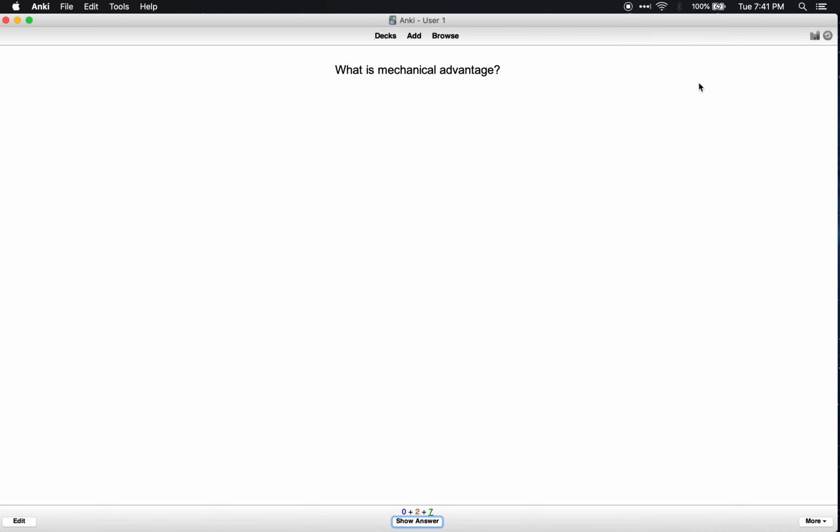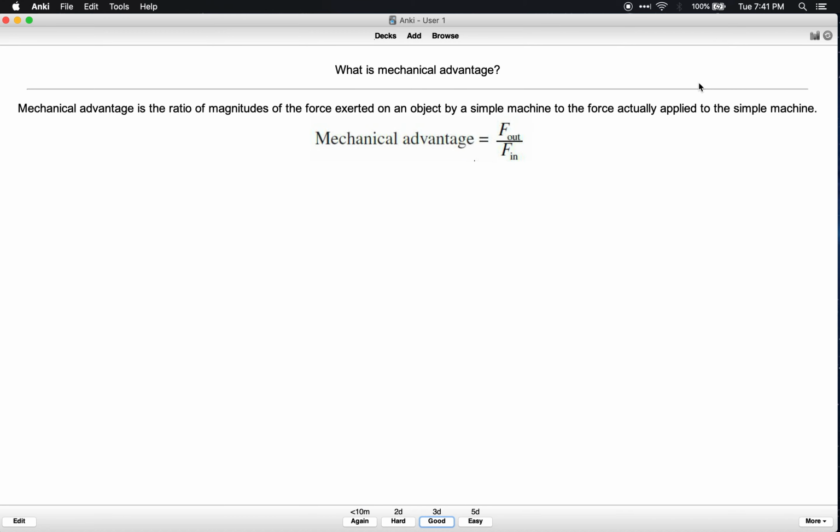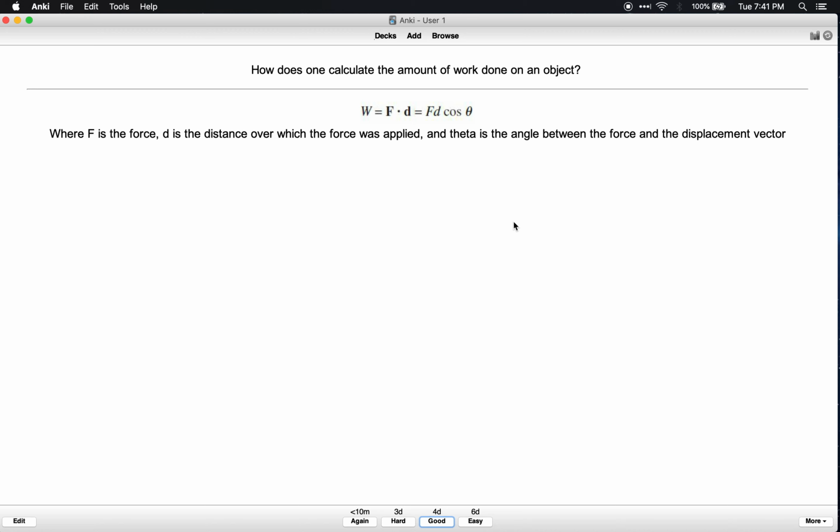What is a mechanical advantage? Mechanical advantage is force out over force in, so mechanical deals with forces. Energy is the capacity to do work. Amount of work done on an object: work equals force times d cosine theta, where force is on the object, d is how far the object moved, and theta is the angle between force and d.